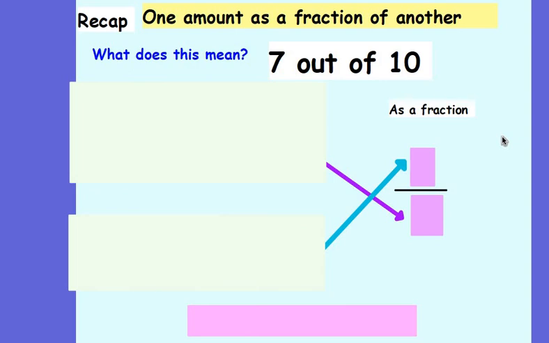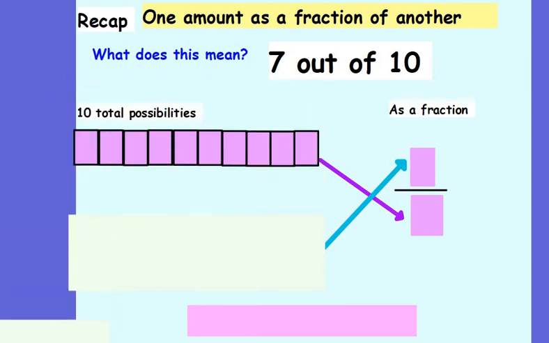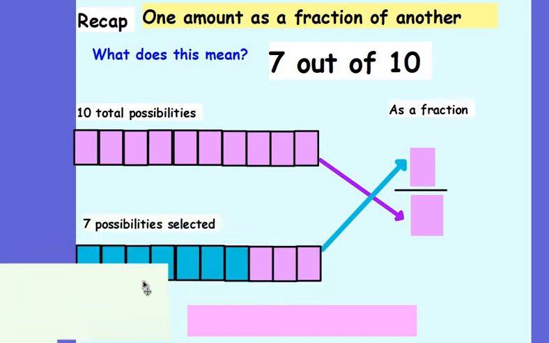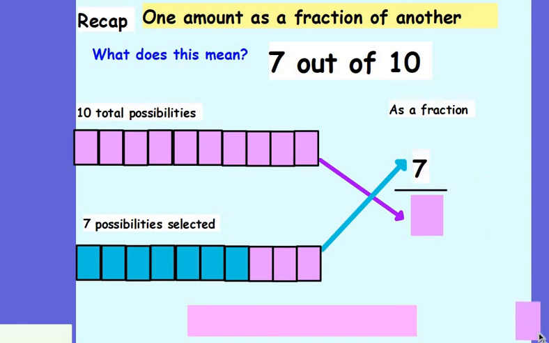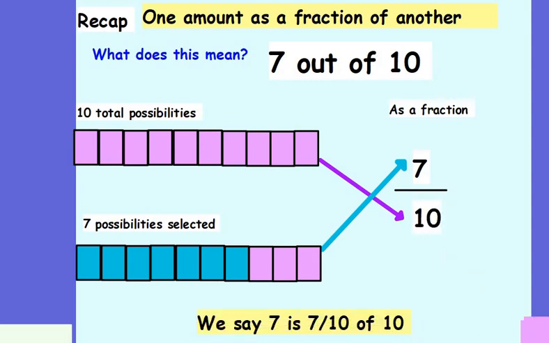If I said you got 7 out of 10 in a test, that would mean there were 10 total possibilities you could have got. You've got 7 selected. So, for example, if it was in a test, you've got 7 of those 10 right. So I'd put the 7 on the top. The total number of possibilities, the 10 goes on the bottom. And we'd say 7 is 7/10 of 10.